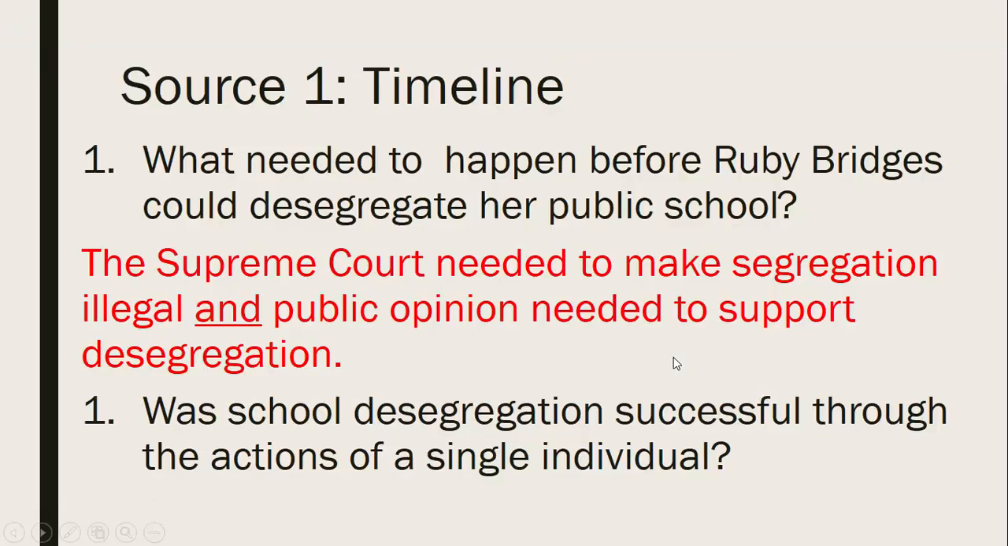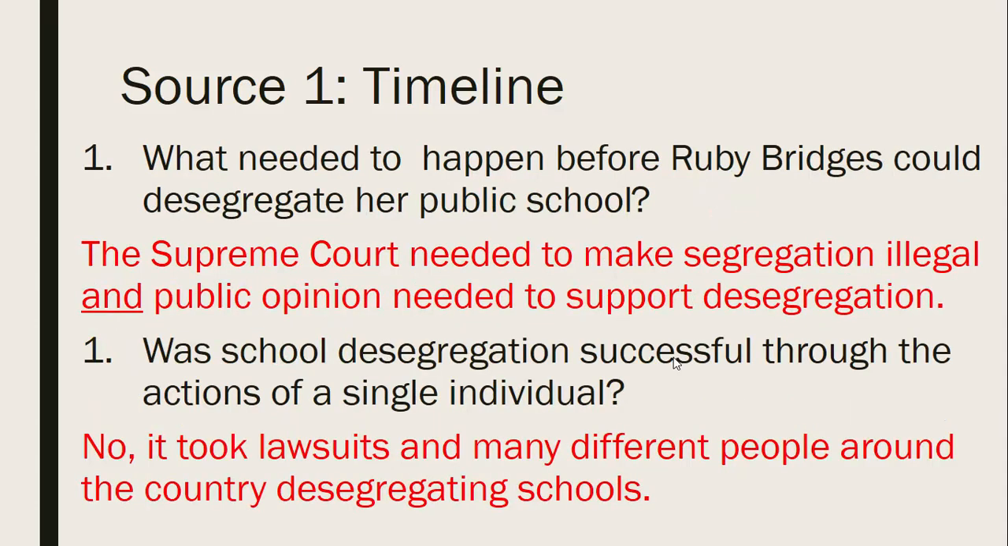So what needed to happen? There needed to be the Supreme Court case, and there also needed to be a change in public opinion, and that happened through other people helping to desegregate schools and through these marches and rallies that were being held. And then number two, was school desegregation successful through the actions of a single individual? I said no. It took lawsuits and many different people from around the country desegregating schools and marching in support of integration.